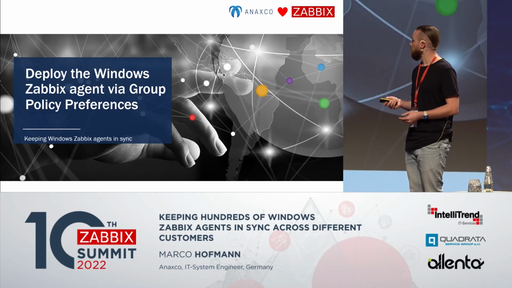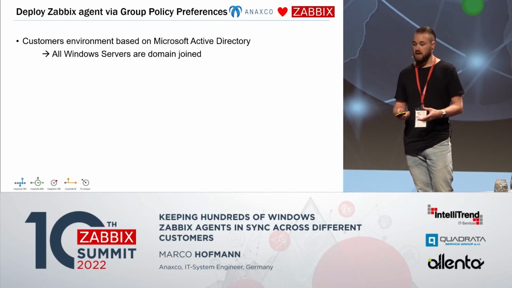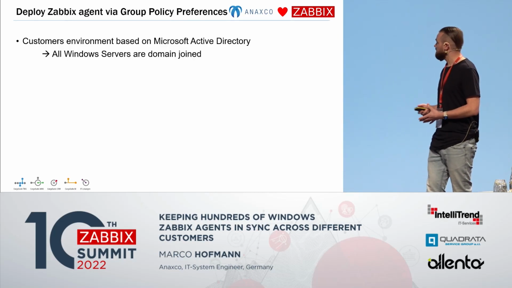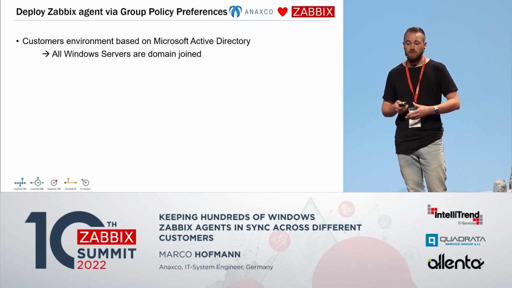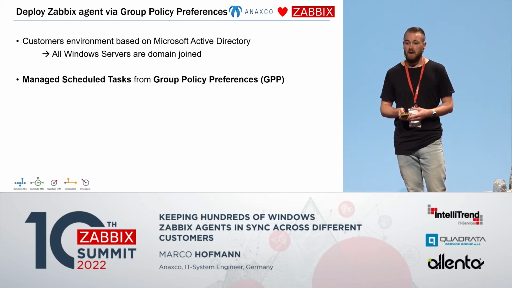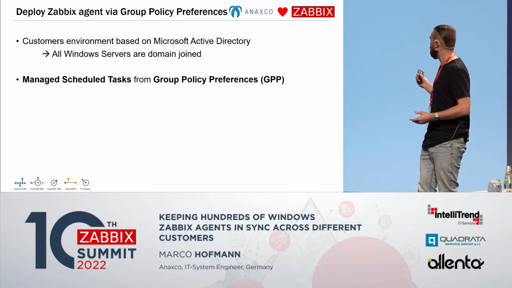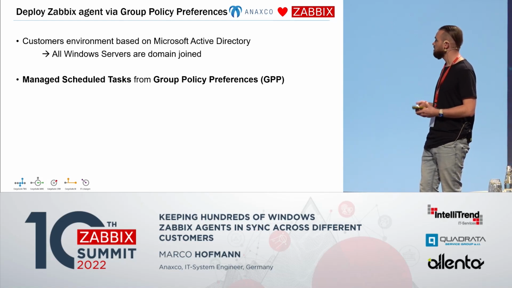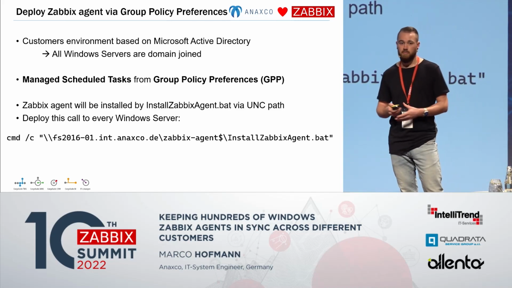So now that we have our share, we want to deploy this agent to every Windows server. Therefore, we assume that our customer's environment is based on Microsoft Active Directory, and so all Windows servers are domain joined. And as we have access to Active Directory, we have access to group policy preferences, but more specifically, managed scheduled tasks. And now with our SMB share as a source, we will have this call for the install Zabbix agent.bat, which we have to deploy to every Windows server.